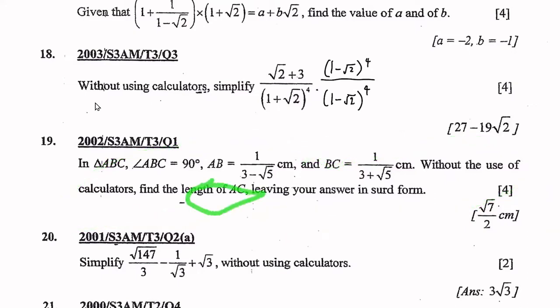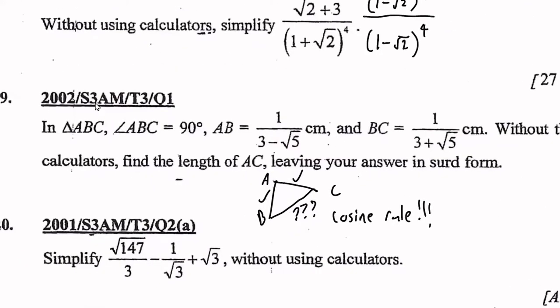Finding the length of AC, right? Given two lengths. What kind of rule do you need to use? Remember cosine rule? That would be the case if this is any other angle, but here is a very special angle, 90 degrees. So you don't need cosine rule, Pythagoras can already do it.